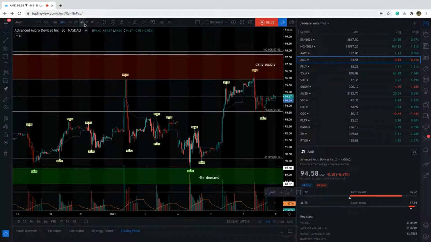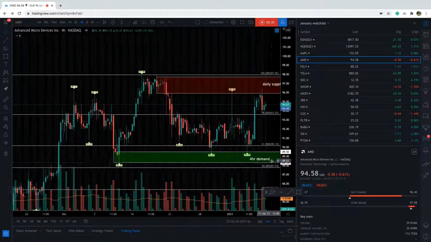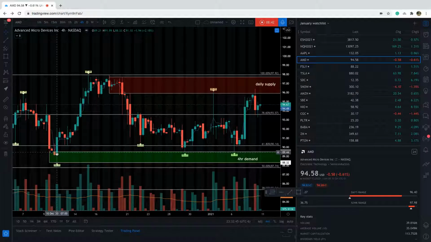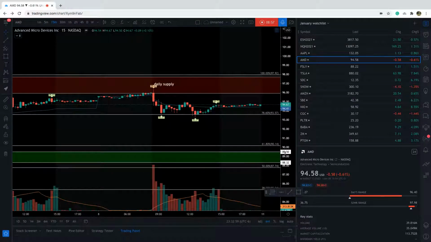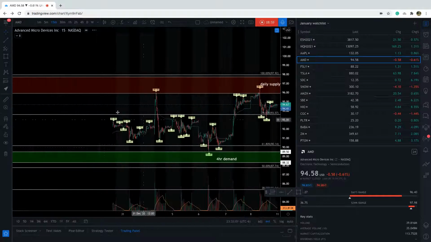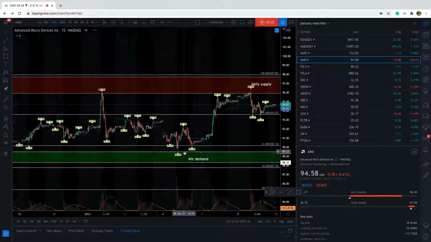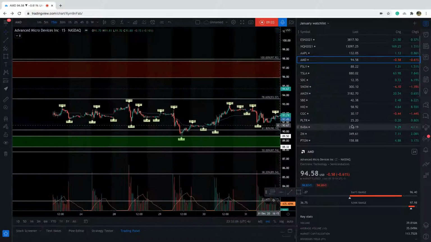So let's go into AMD. AMD established some demand here on the 4 hour on December 10th, a long time ago. And I actually issued this signal on December 29th. So I knew as soon as we dip back into that territory, it's time to go long again. Anything in between is just noise. I'm not really looking to trade it.